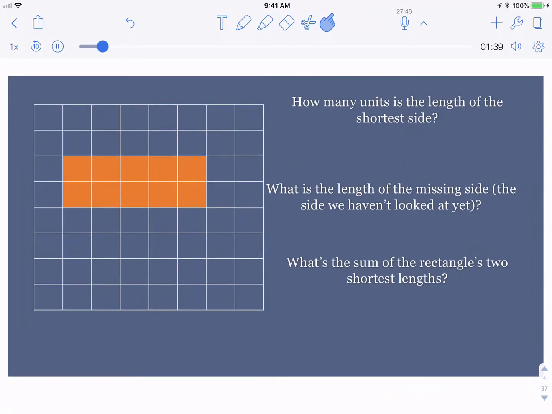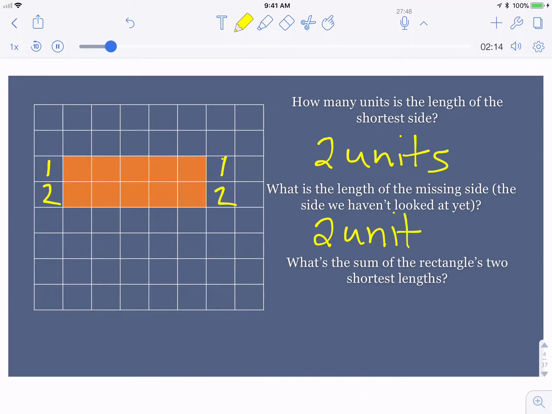So how many units is the length of the shortest side? Well, that's kind of just easy to count just by looking. I see 2 squares. So it's 2 units long. And the length of the missing side, the side we haven't looked at yet, what is that length? Well, we know that one side is 2, and this is a true rectangle, so that means the other side must also be 2. What is the sum of the rectangle's 2 shortest lengths? Well, 2 plus 2 equals 4.